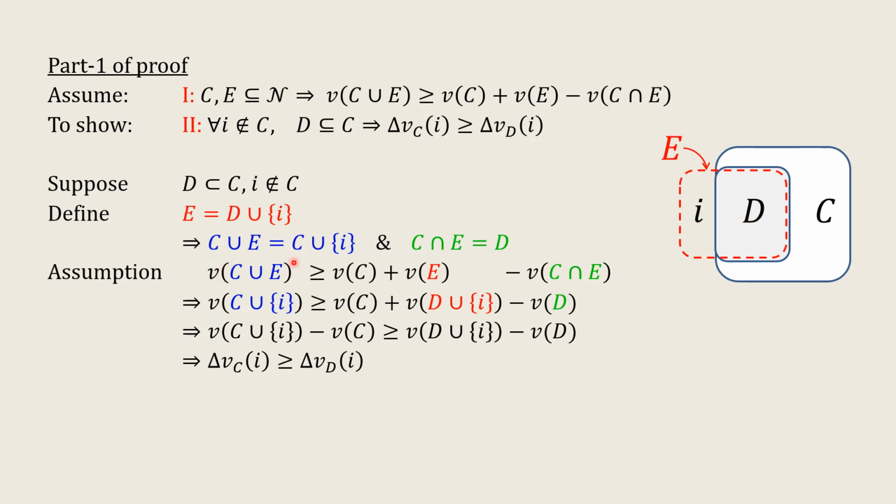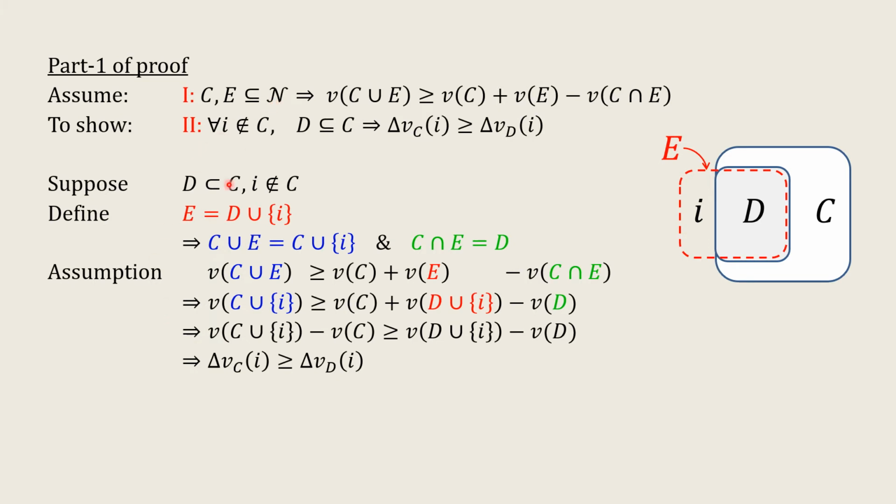Whence I observe that C union E is the same thing as C union I. This is C and this is E, the dotted lines. C union E is the same thing as C union I. Furthermore, C intersection E equals D. This is C, and this dotted line is E, and their intersection is this smaller set D. So C intersection E equals D.